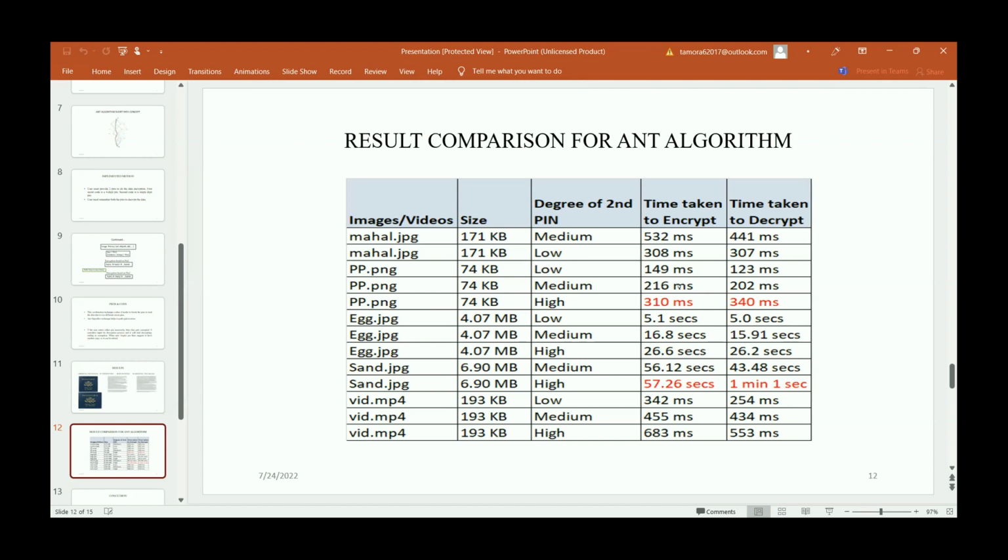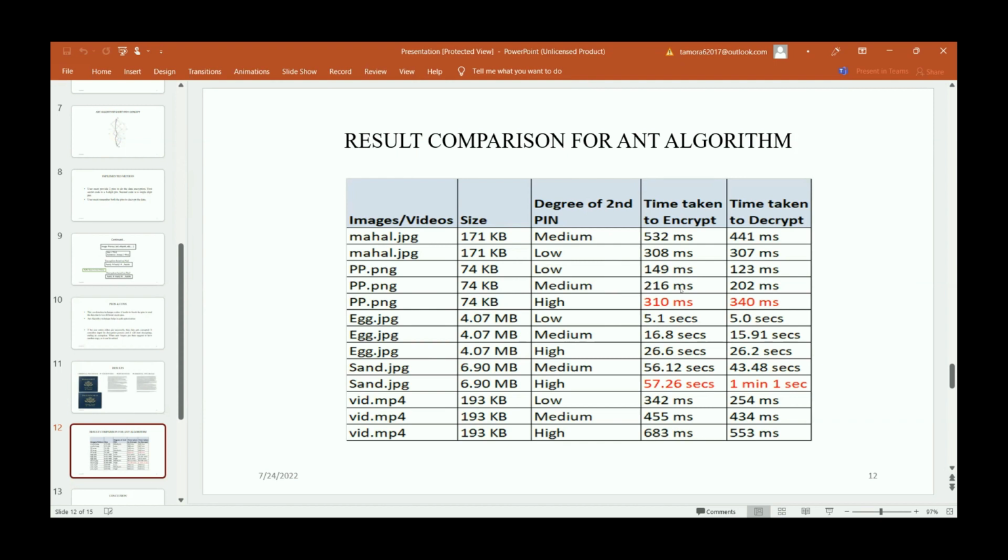If you see overall, there are two results where the decryption has taken more time than the encryption, which is in the red color font. If you see the other results, yes, there has been a significant improvement while decrypting. You could see, compare that it is always less than the time taken for the encryption.